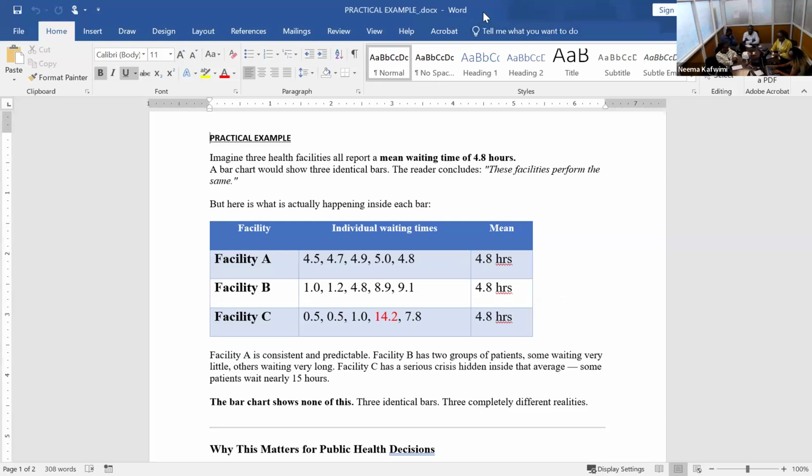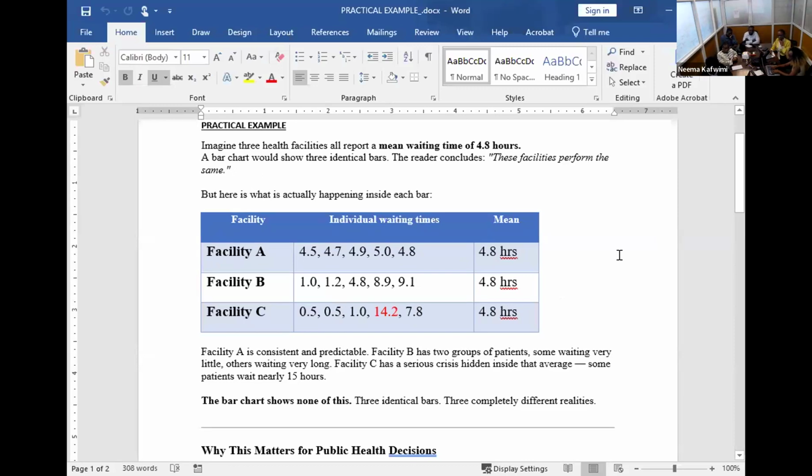So I want to believe we can all see this. It's a practical example, and I'll go through it fast. Can we please go through it together? So imagine 3 health facilities all report a mean waiting time of 4.8 hours. A bar chart would show 3 identical bars, so the leader will conclude these facilities perform the same.